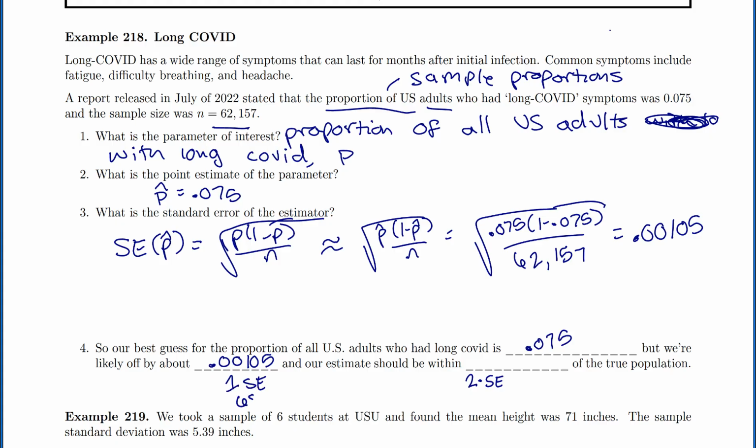We know that 68% of all of our sample proportions are going to be within that 1 standard error, but we know that 95% will be within 2 standard errors of the true population proportion. And 2 times my standard error, that was 2 times the 0.00105, gives me 0.0021. Okay. So we're likely off by about 1 standard error, and we should be within 2 standard errors for sure.